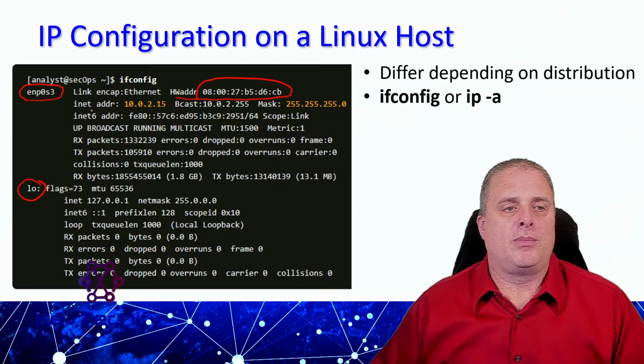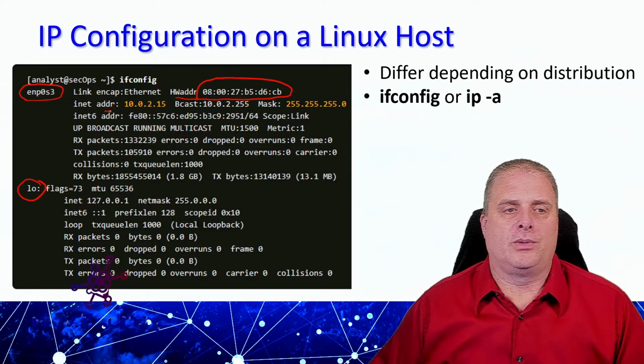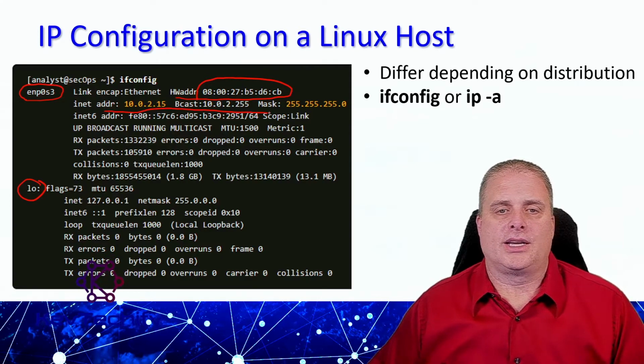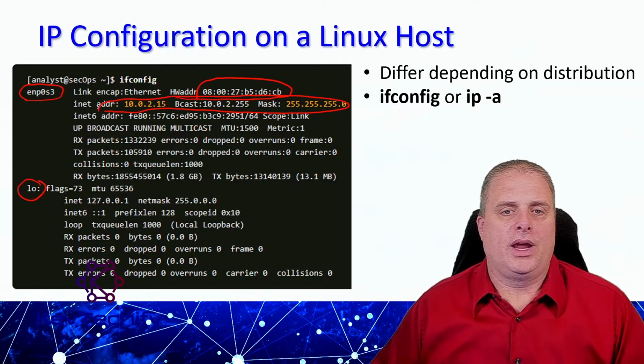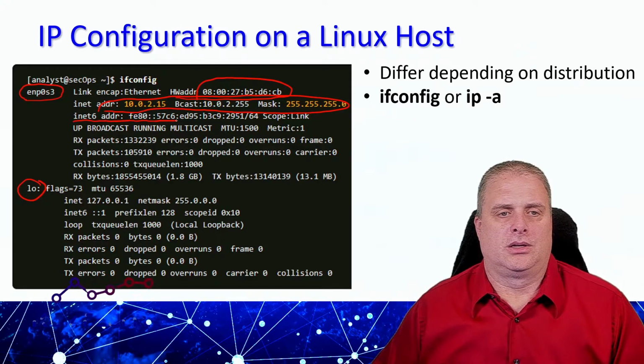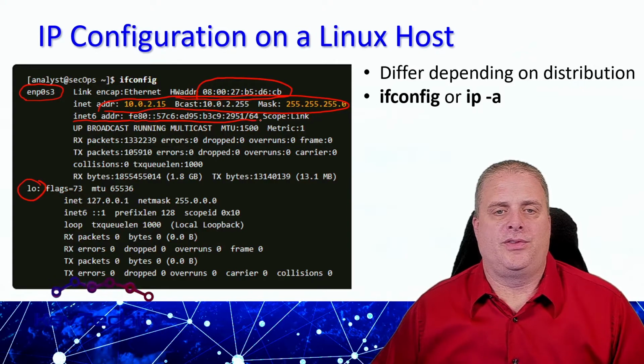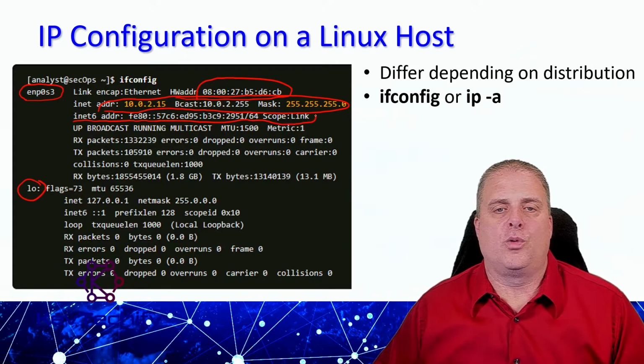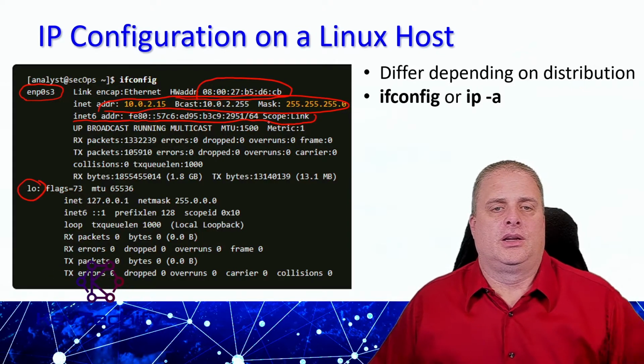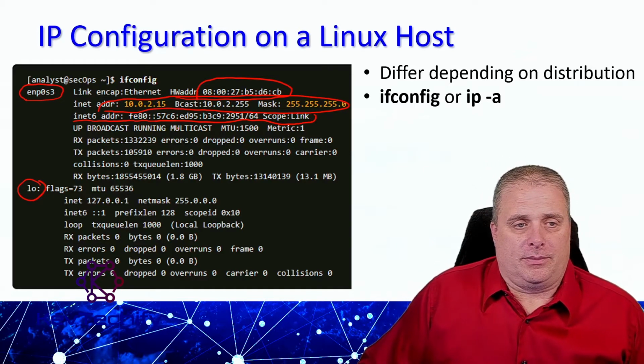Then we have our IPv4 information. We have our IP address, our broadcast address, and our subnet mask. That's all listed there. We have some IP version 6 information. We have our link local address, our prefix, and then it says what the scope is. We are in link local at that point in time.